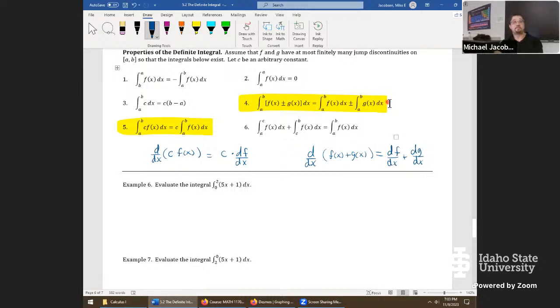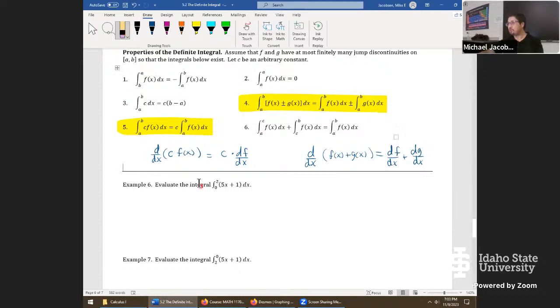Yeah, go ahead. The a and b? Yeah, the whole symbol here is the start and the dx would be the end. Yes. Other questions so far?